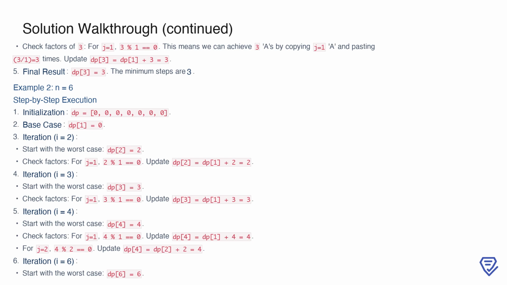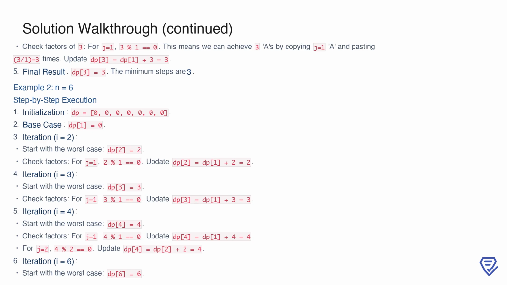Next, let's look at the example where n equals 6. Here, we initialize the DP array as 0, 0, 0, 0, 0, 0, 0, and the base case remains DP[1] equals 0. For i equals 2, the worst case requires 2 steps, so DP[2] equals 2. Checking the factors of 2, we see that 2 is divisible by 1, allowing us to update DP[2] equals DP[1] plus 2 equals 2. Similarly, for i equals 3, the worst case is 3 steps, and checking its factors confirms that DP[3] equals DP[1] plus 3 equals 3.